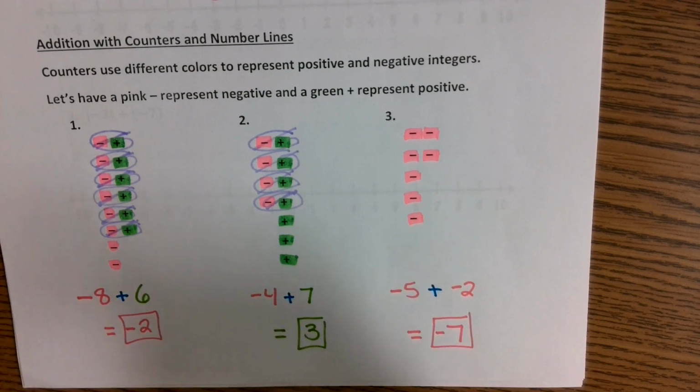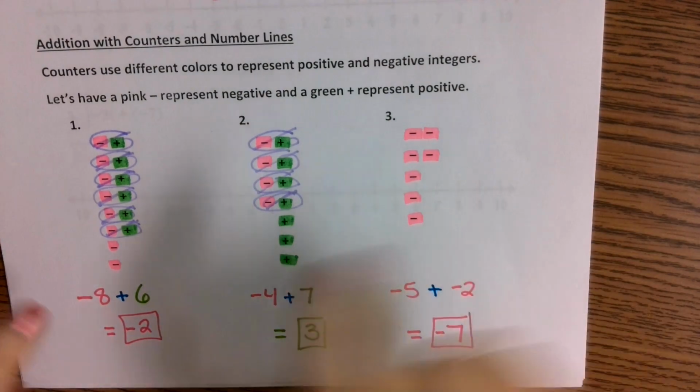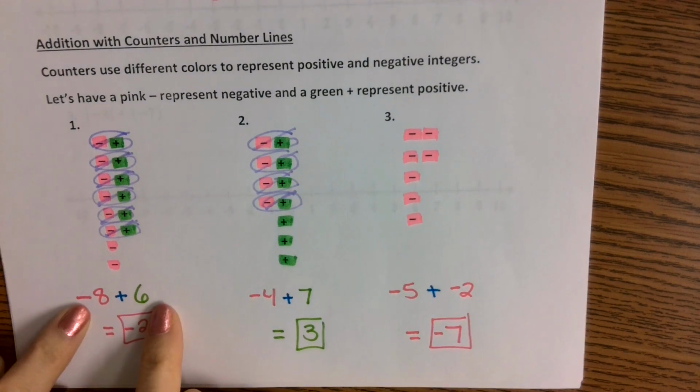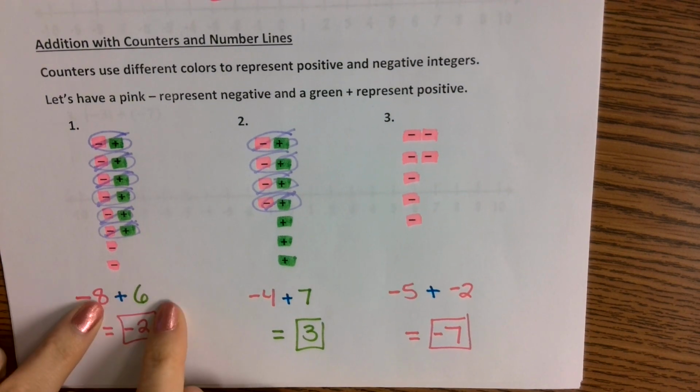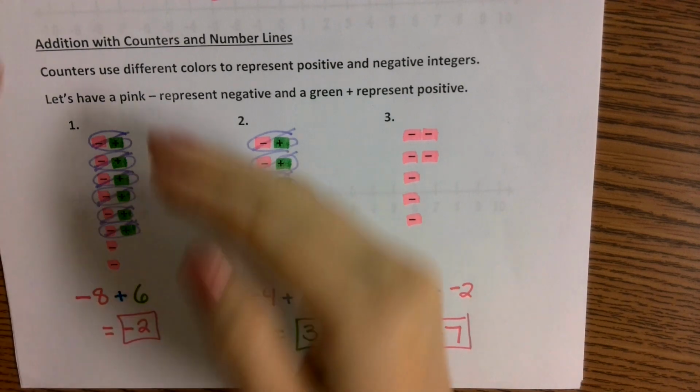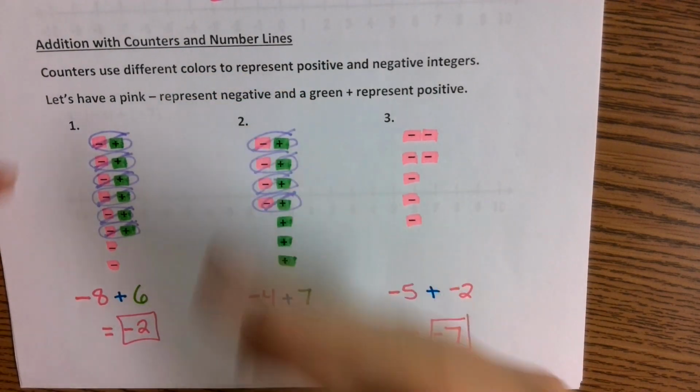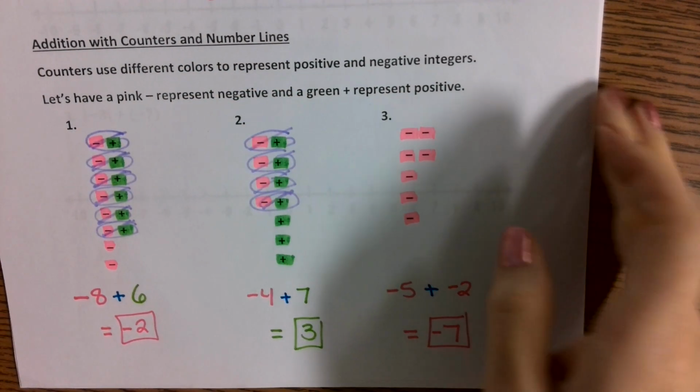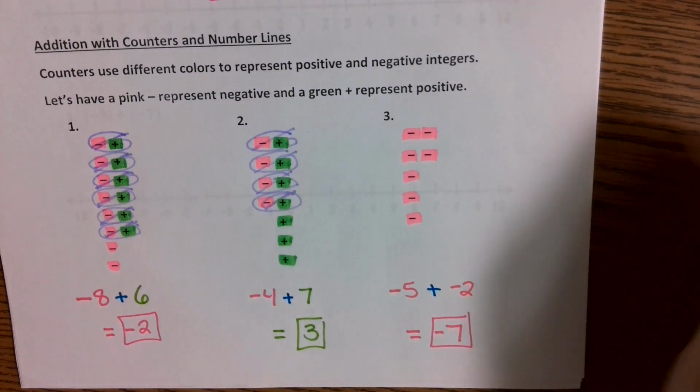So you would have to make those connections, or they might give you the number statement, like -8 plus 6, and you might have to connect it to the correct picture model and what the solution would be. Okay, so there's different avenues that could take place there.